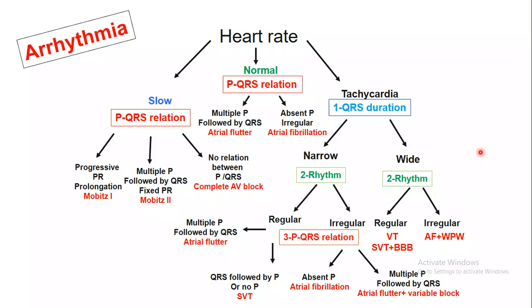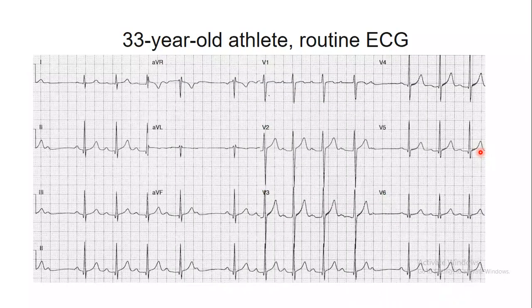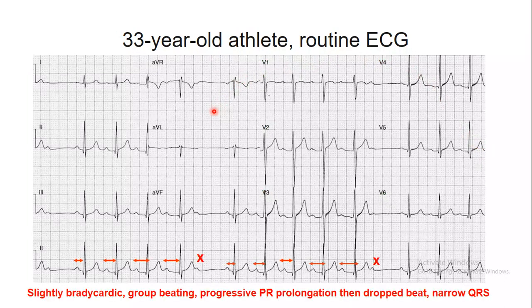So we will move across all these categories right now, starting with this ECG of a 33-year-old athlete coming for routine pre-participation ECG assessment. If we look here, we have irregularity in the heart rate, but it is fixed, and we notice that we have what is called group beating, a group of beats followed by a dropped one, and the patient is slightly bradycardic.